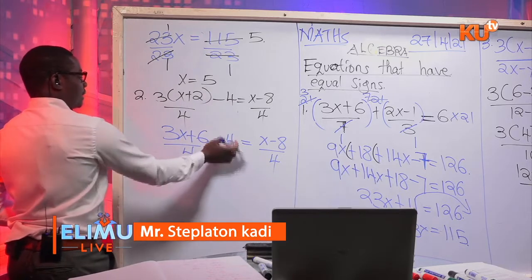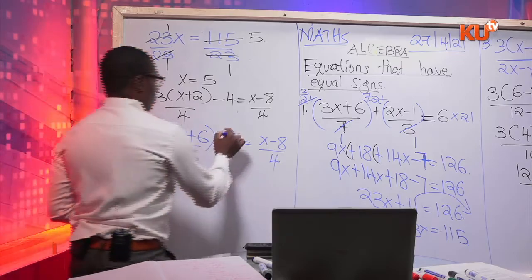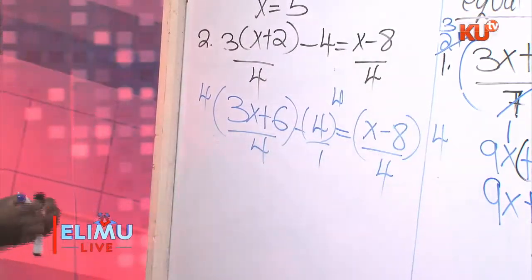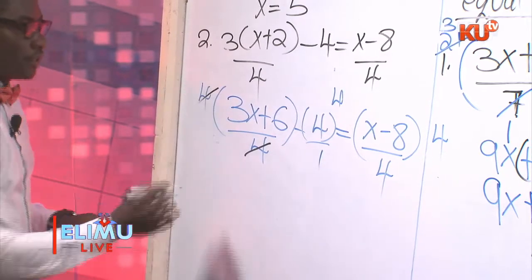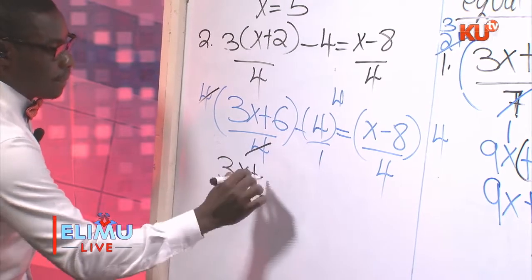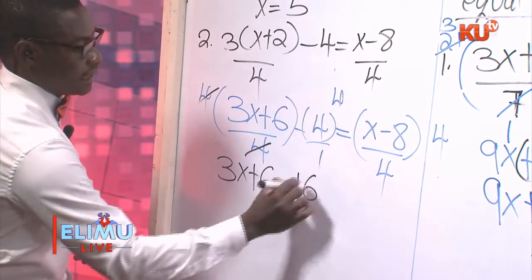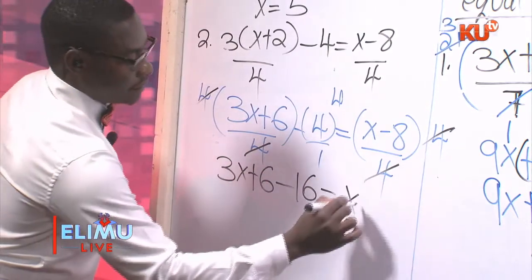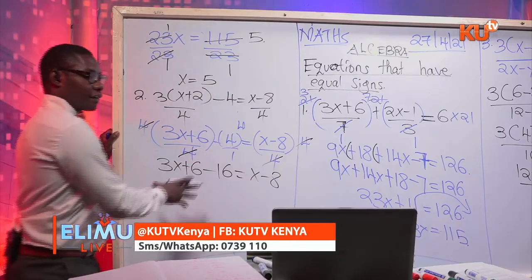A whole number, to make it a fraction, you can put it over 1. So multiply by 4, by 4, by 4. Then you simplify. 4 cancels 4. So this is 3x plus 6 minus 4 times 4, that is 16, is equal to, 4 cancels 4, x minus 8. So we have removed the brackets and the fractions.